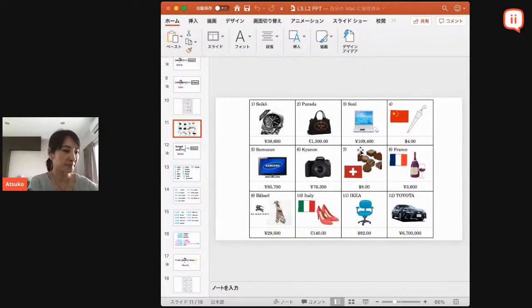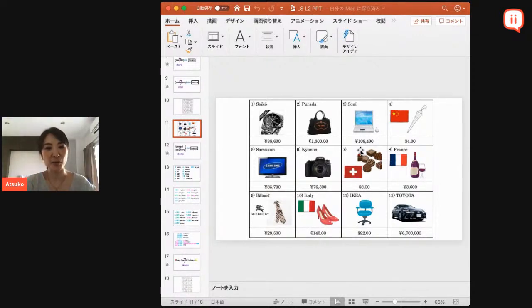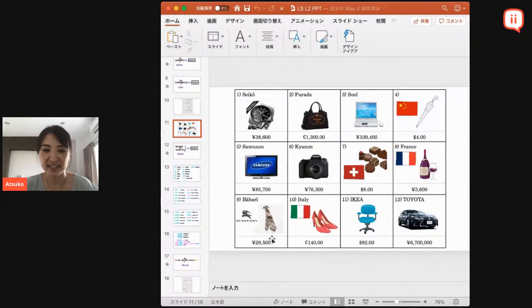Okay, next one. Umbrella. Kasa. Kasa wa. Oh, it's easy. 4 dollars. Kasa wa yon doru desu. Okay, number 5, terebi. Big number again. Terebi wa, ignore the comma. 85,700 yen desu. Terebi wa 85,700 yen desu.